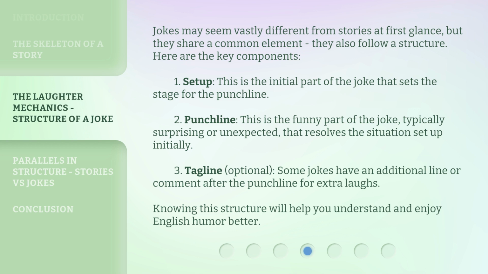2. Punchline. This is the funny part of the joke, typically surprising or unexpected, that resolves the situation set up initially. 3. Tagline. Optional. Some jokes have an additional line or comment after the punchline for extra laughs. Knowing this structure will help you understand and enjoy English humor better.